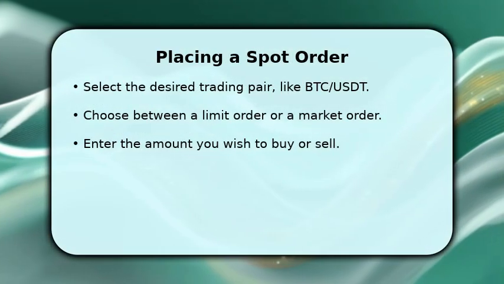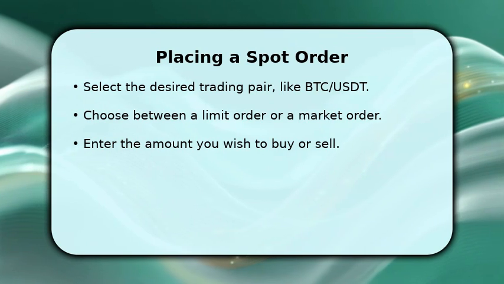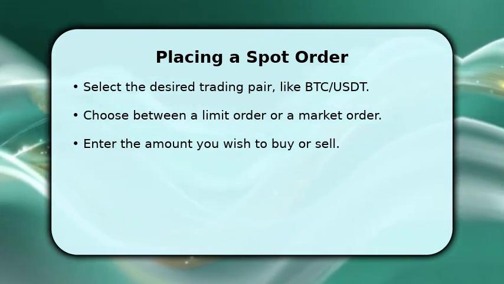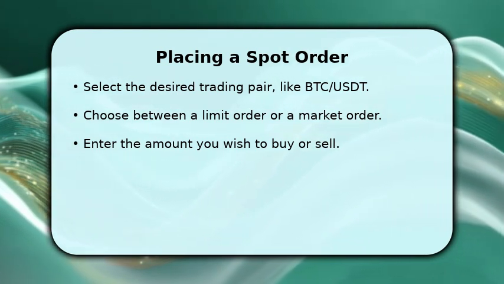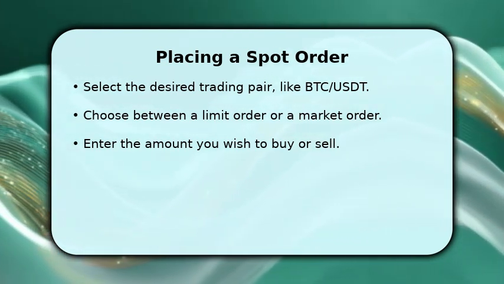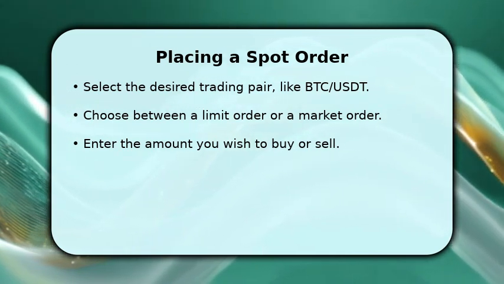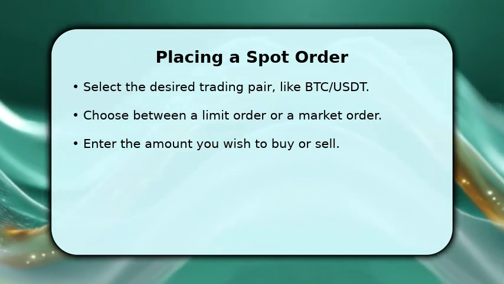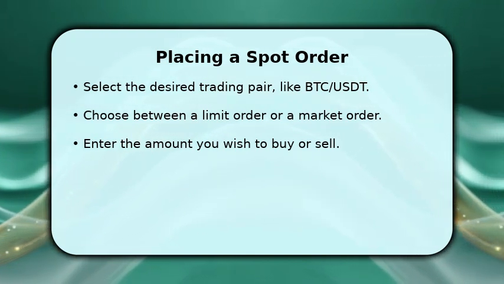To place a spot trade, begin by selecting your desired trading pair, for example, Bitcoin versus USD. Next, decide if you want a limit order, which executes at a specific price, or a market order, which fills immediately at the best available price. Enter the exact amount you wish to buy or sell. Always double-check all the details before confirming your order to ensure accuracy and avoid mistakes.